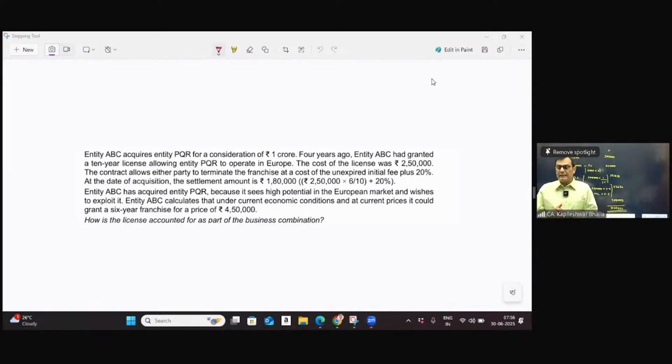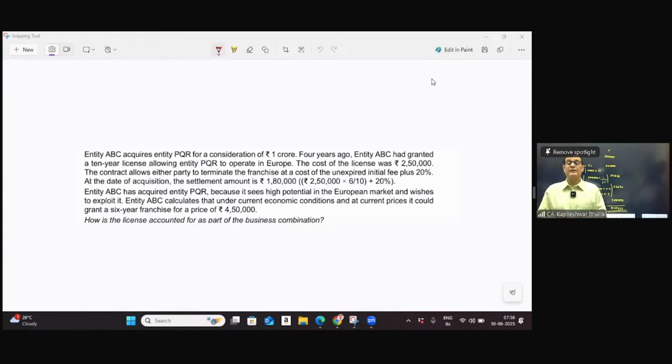It says entity ABC acquires entity PQR for consideration of 1 crore. Then it says 4 years ago, entity ABC granted a 10-year license, allowing entity PQR to operate in Europe. Let me remind you, a pre-existing relationship is of 2 types: one is called contractual and one is called non-contractual. If it is non-contractual in nature, you'll end up recording the fair value of that amount as a part of the acquisition entry.